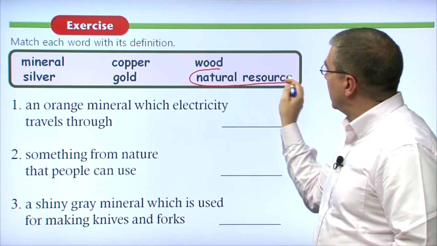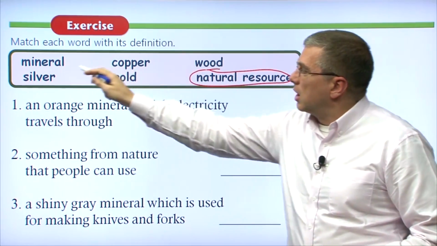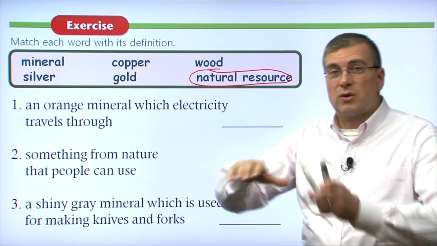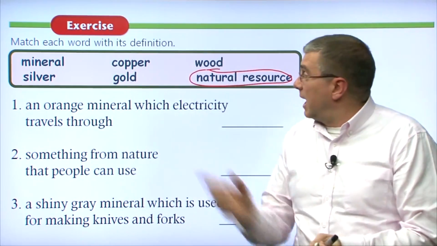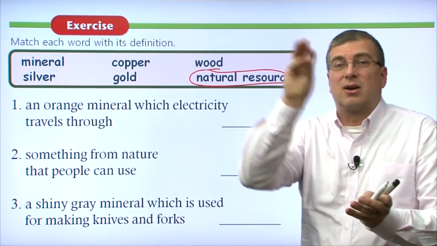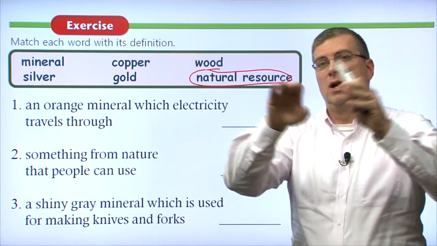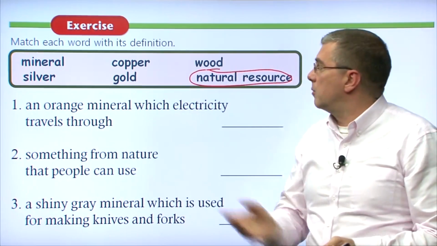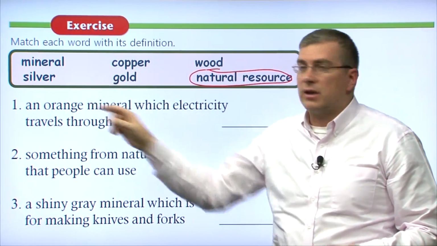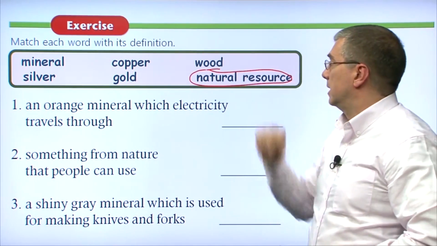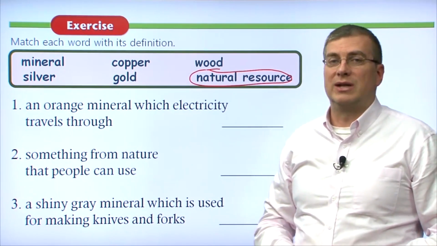Natural resource right here doesn't belong on the same level as all of these other words, because natural resource describes the large group and all these other words fit inside that group, right? Natural resource is our umbrella word. It's our word that describes the entire group. Wood, copper, gold, mineral, silver belong inside that umbrella, inside that group that is defined by natural resource.